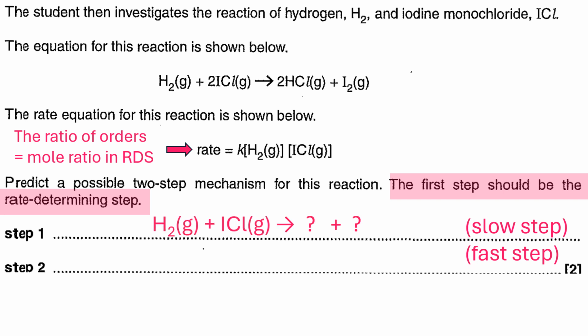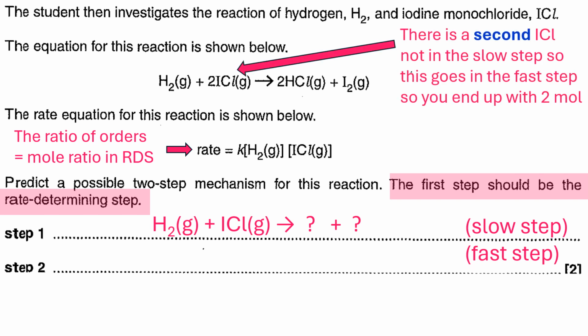Now we don't know what they're going to turn into yet, so we can go back to the overall equation to help us here. And you can see there's a second ICl not on the slow step, so this must come up in the fast step, so you end up with 2 moles combined together. So that must mean that what's going to happen is that these two will combine together to make this here. At this point, we need to do a bit of playing around and a bit of problem solving. So think about what H2 and ICl could turn into.